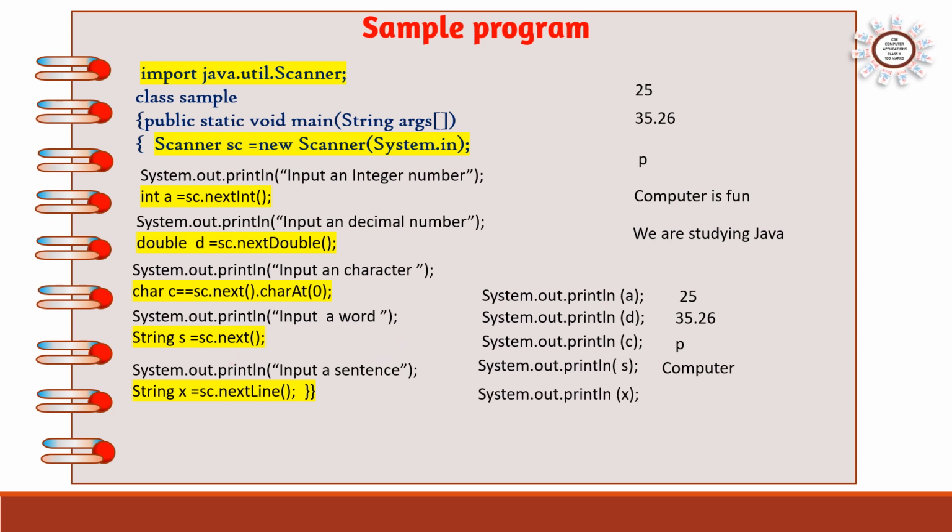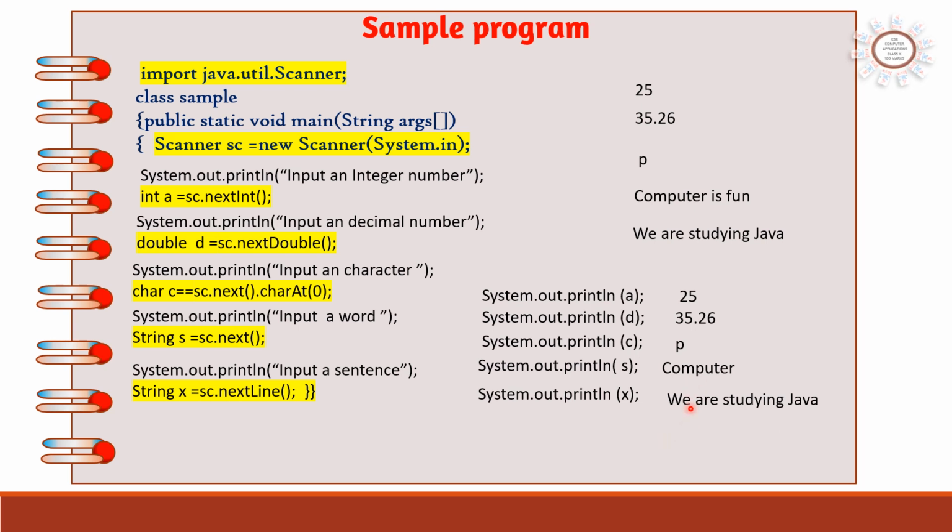And now the next System.out.println(x). Here we have used sc.nextLine. So the complete line was taken and the output will be "we are studying Java." So here, with next and nextLine, we can see the difference. next will accept only one word. Even if you are giving a sentence, only the first word will be taken in next, and in nextLine the complete sentence will be taken.